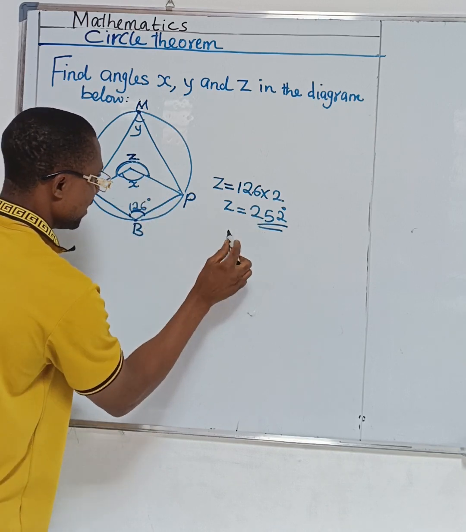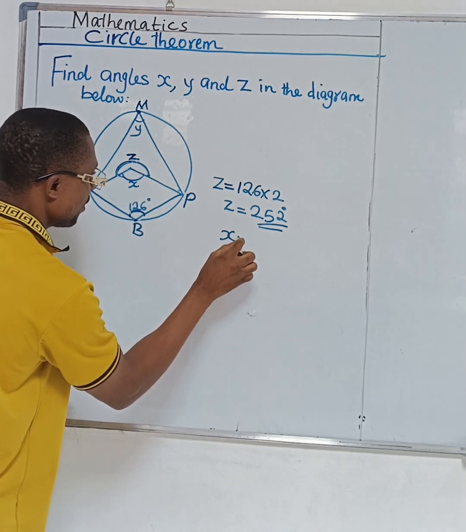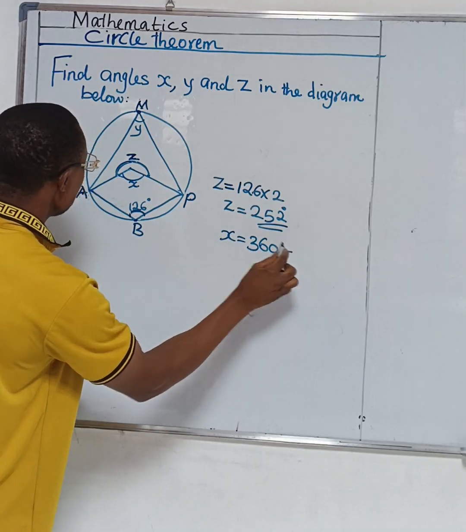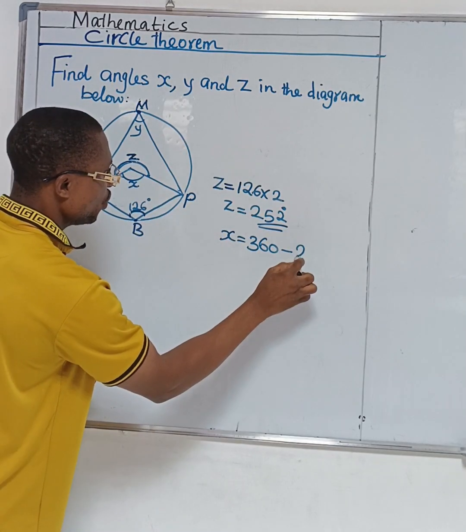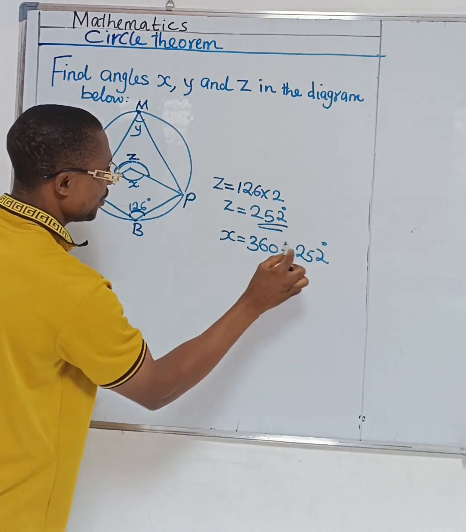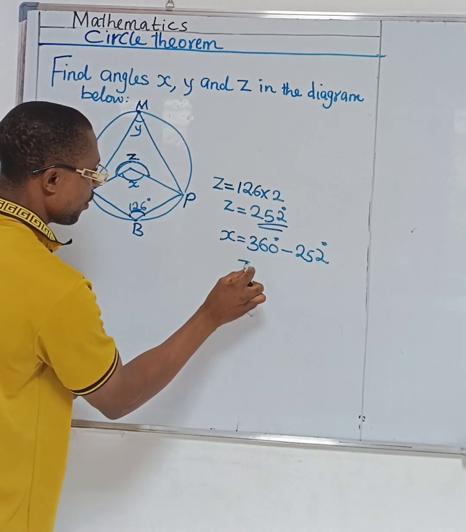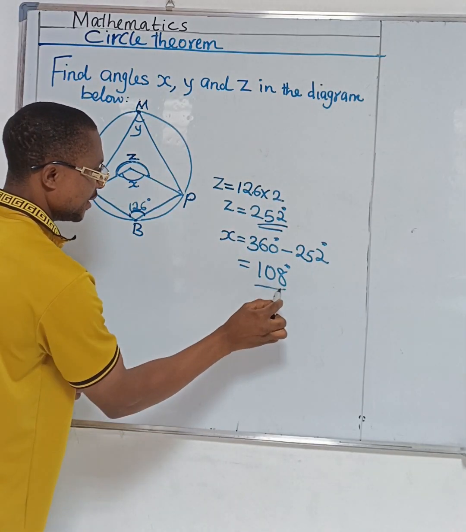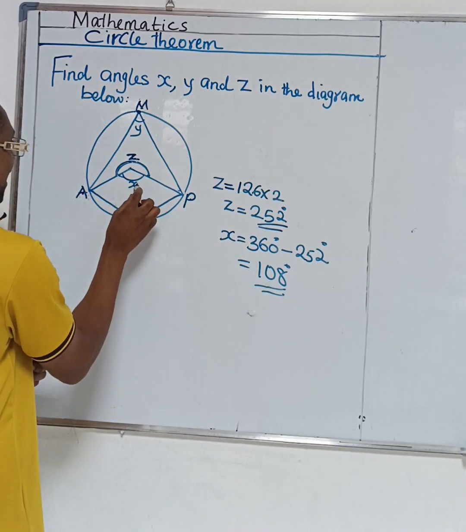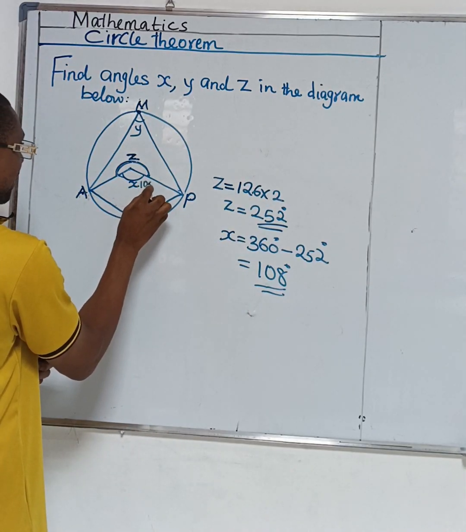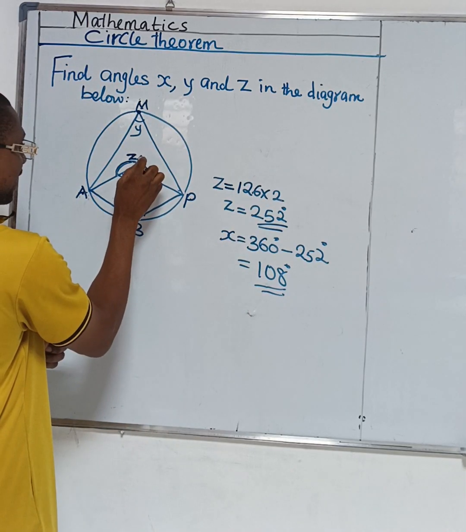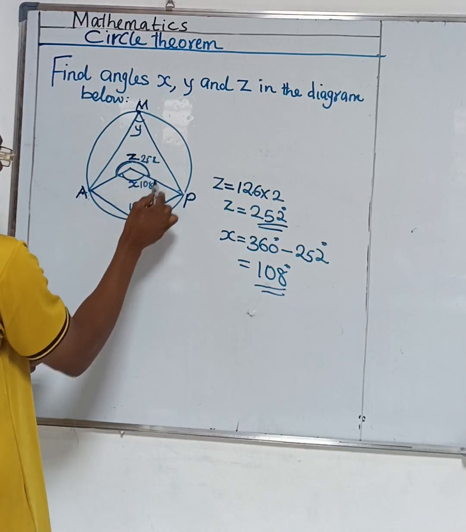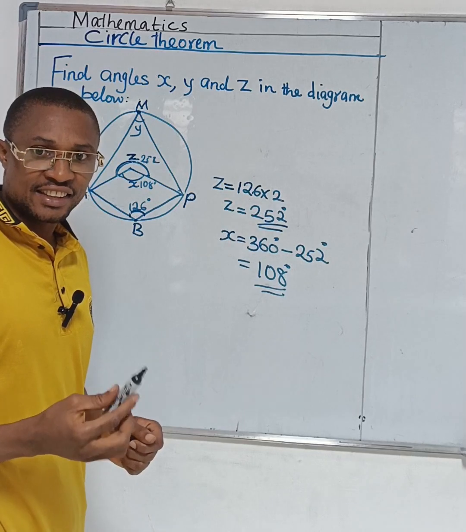We now say that x is equal to 360 degrees minus 252 degrees, which will give us 108 degrees. This is angle x. So here is 108 degrees, and here is 252 degrees. If you add these together, you get 360 degrees.